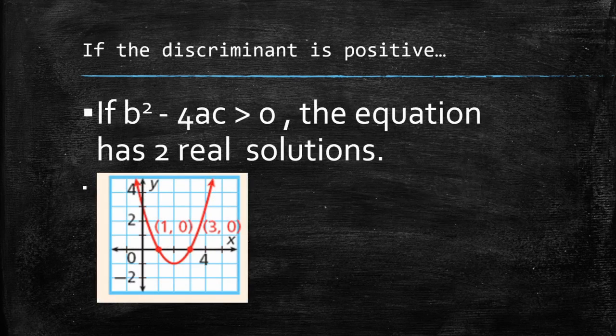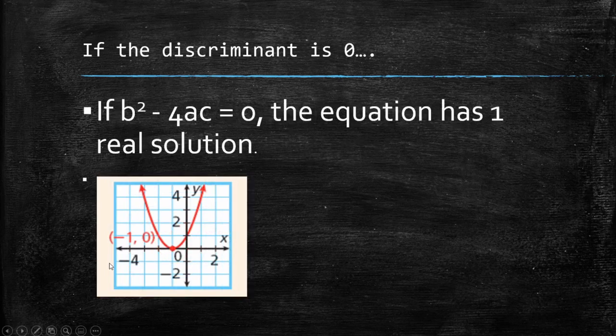If the discriminant b squared minus 4ac is greater than 0, or if it's positive, then the equation has two real solutions, and the graph will look something like this one, where it crosses the x-axis 2 times. If the discriminant is 0, so if b squared minus 4ac, you plug everything in and that equals 0, then it has one real solution. And it's going to look something like this graph where it just touches the x-axis, but it doesn't cross and then cross again.